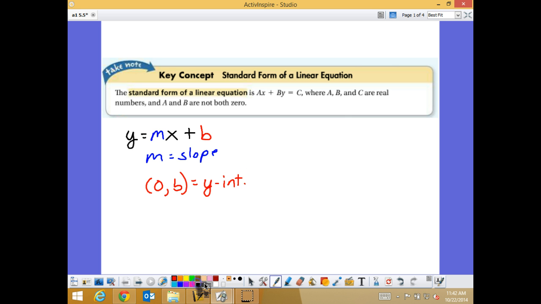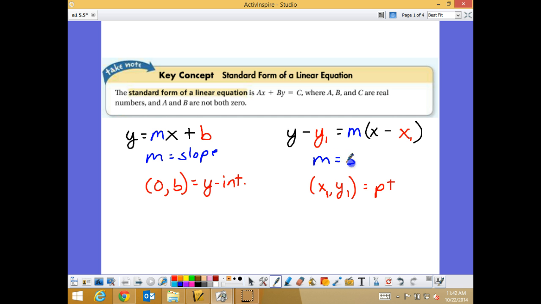We've also talked about the point-slope form, where we have the slope and a point that it goes through. So the point x1, y sub 1 is the point that the line travels through, and m is the slope. Okay?